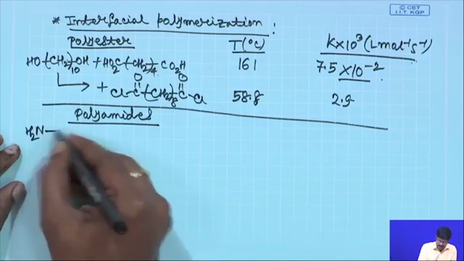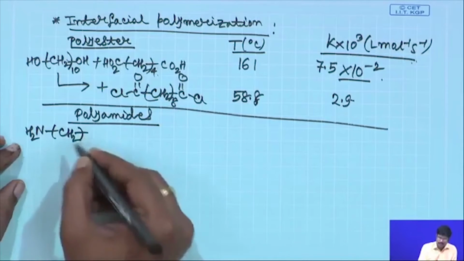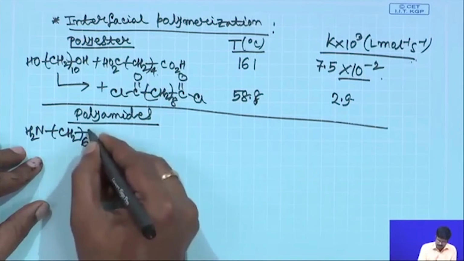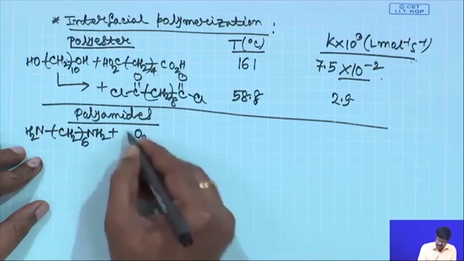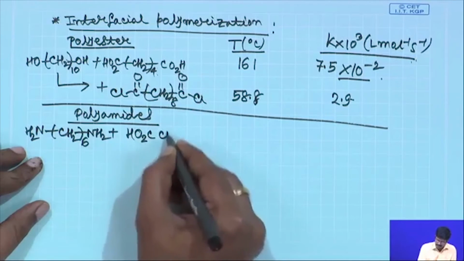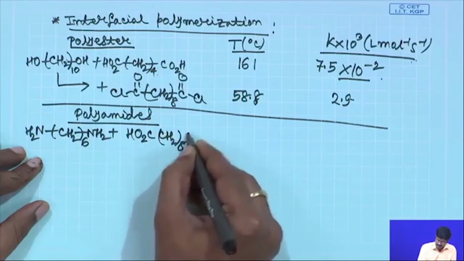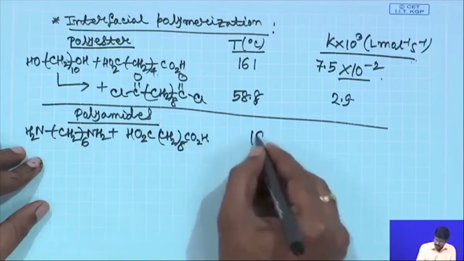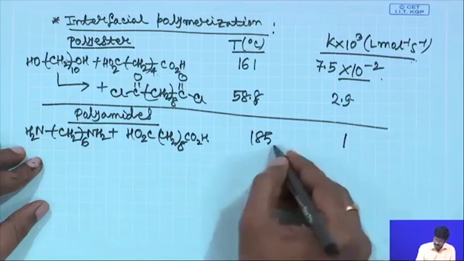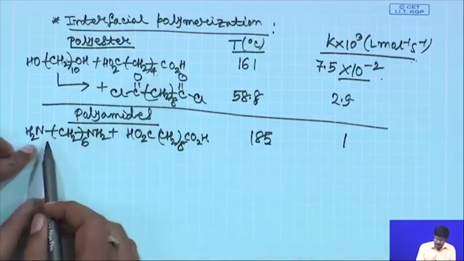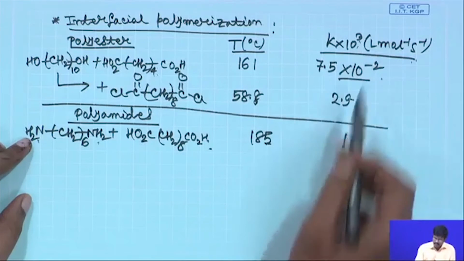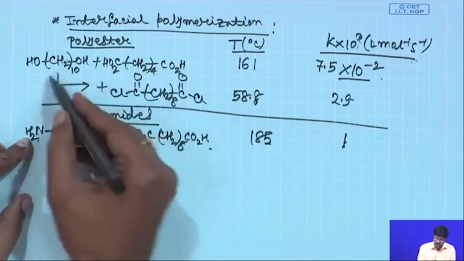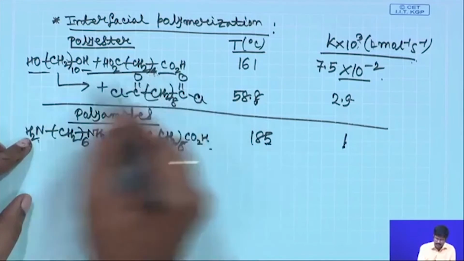so you have a diamine like this, and a diacid like this, (185 degrees Celsius). So, this is 1. So, already you see if you have an amine and acid reaction, rate constant is at least 2 orders of magnitude higher than if you have an alcohol and acid reaction.